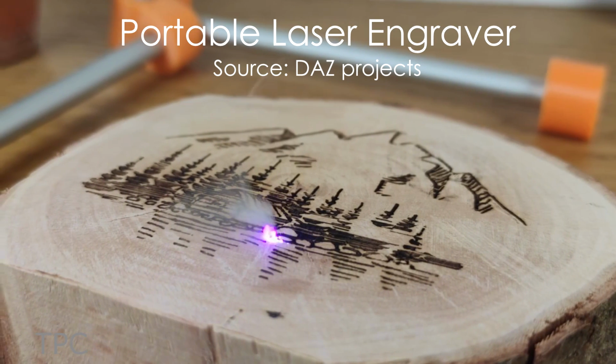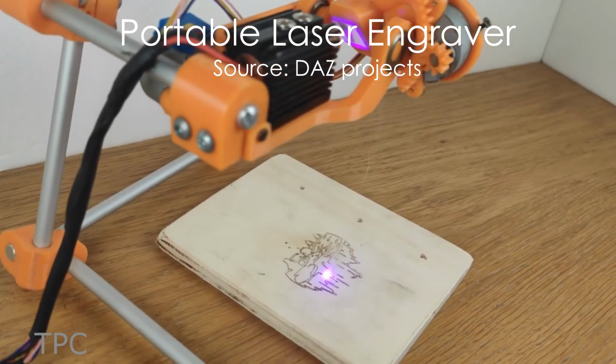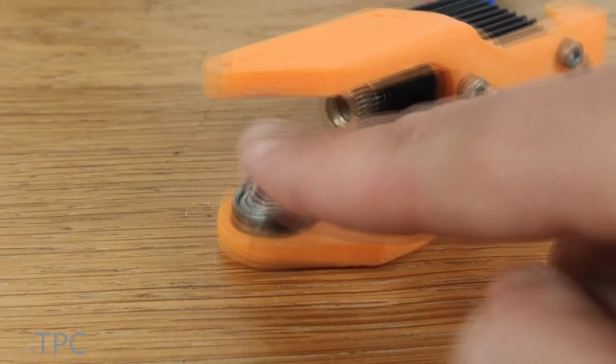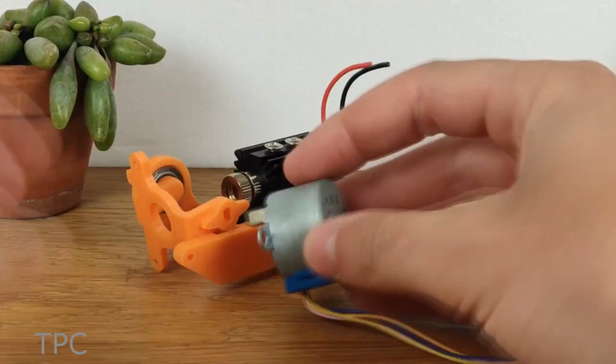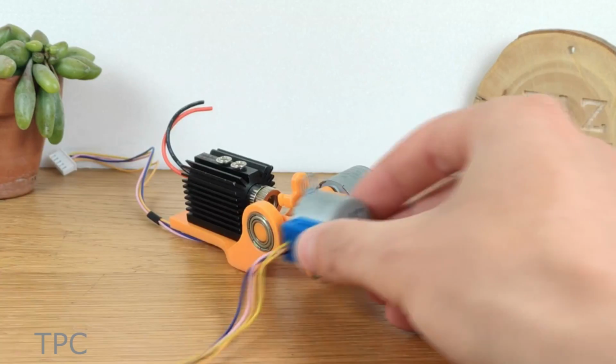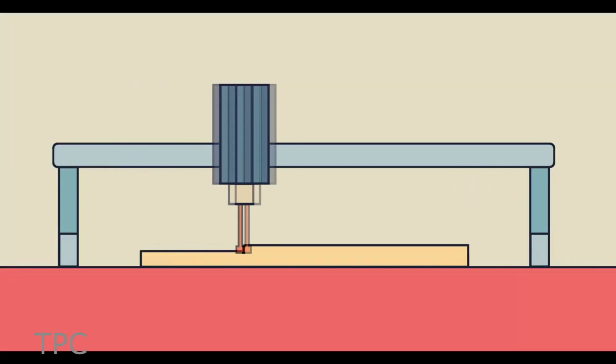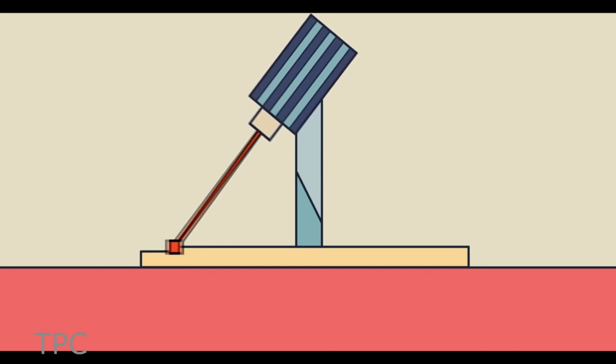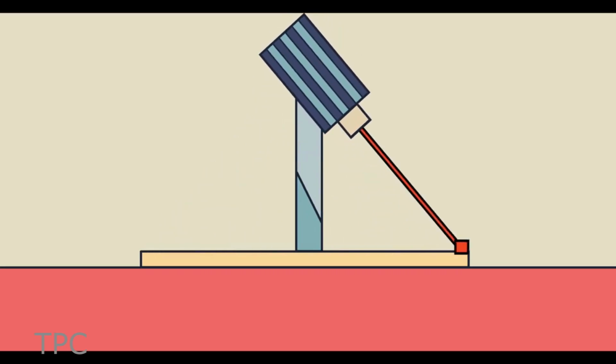Number 3. Working with lasers can be harmful, so make sure to take the necessary precautions while following this project. This pocket-sized laser is built mostly of 3D printed parts and is controlled via Bluetooth. Instead of using a linear axis, this project uses a rotational axis to rotate the laser. This makes the design compact and simple.